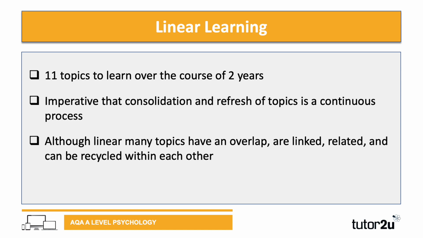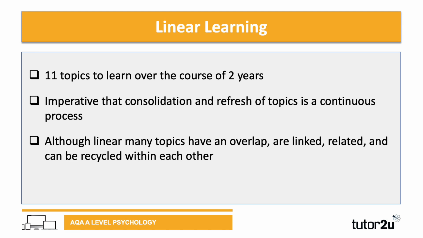You're taking your exams at the end of the 2 years. Overall, in terms of the A-level course, there are 11 topics to learn. Now, it's really important that the topics you learn in your year 1 are consolidated throughout year 1, but more importantly, year 2.